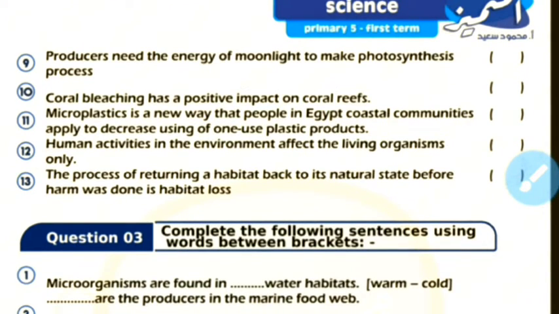Producers need the energy of moonlight to make the photosynthesis process. They actually take moonlight to do photosynthesis? No, where do they take it from? From the sunlight. Coral bleaching has a positive impact on coral reefs. False. Microplastic is a new way that people in Egyptian coastal communities apply to decrease using one-use plastic products. False. Human activity in the environment affects the living organisms only. False, of course.